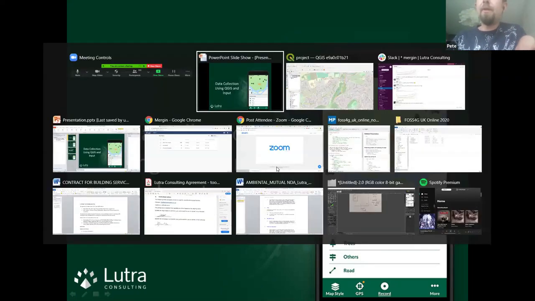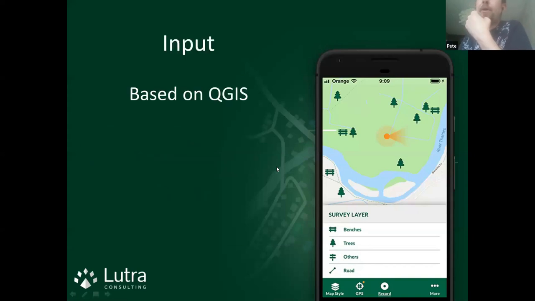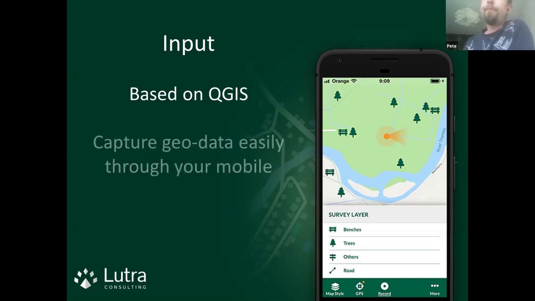Brilliant. So, yes, Input is, as I mentioned, a mobile app based on QGIS. So it shares many things in common with QGIS, including how maps are rendered, how things look and feel, and all the rest of it. But the user interface is very different, as you'll see in a moment.